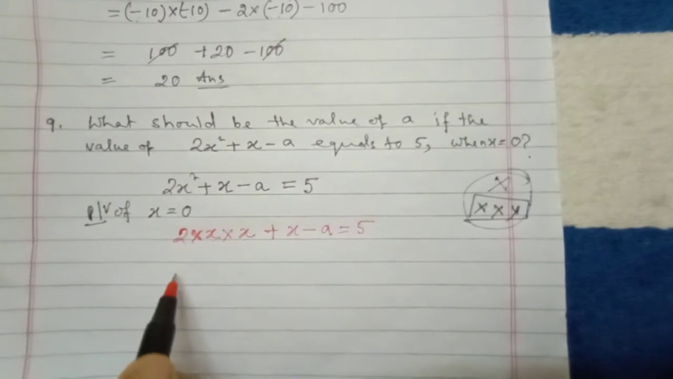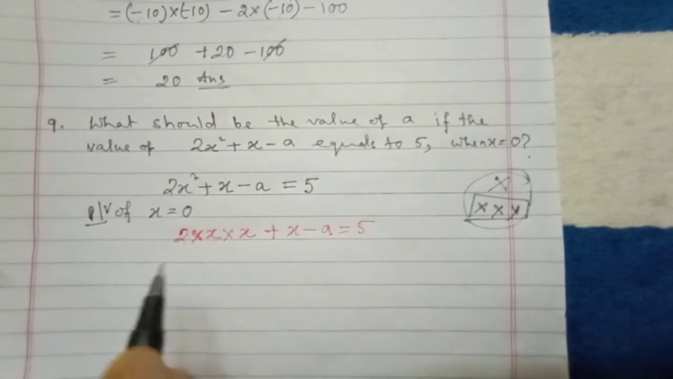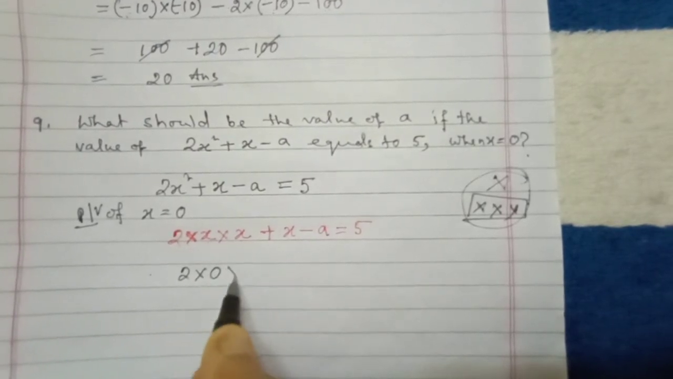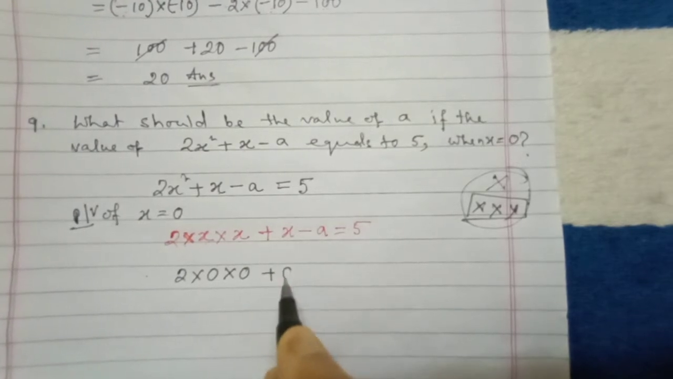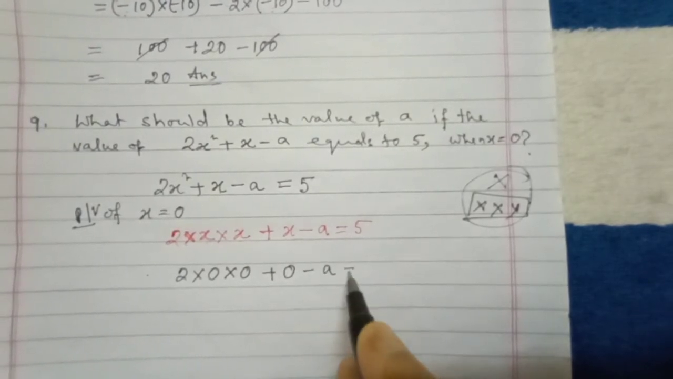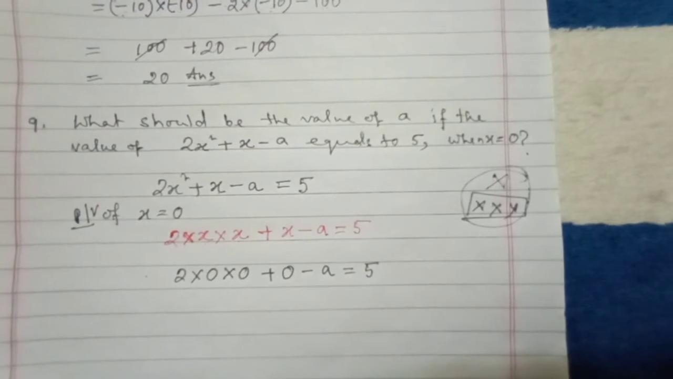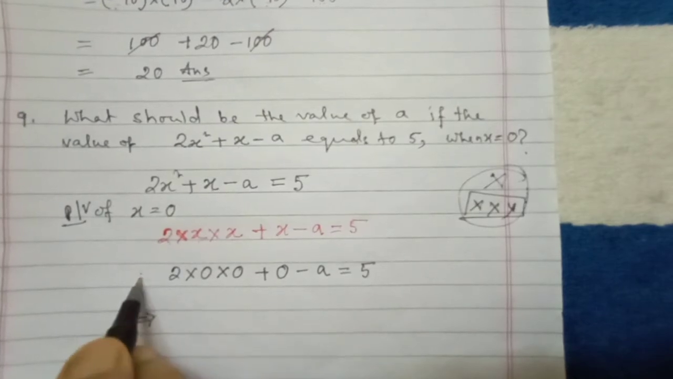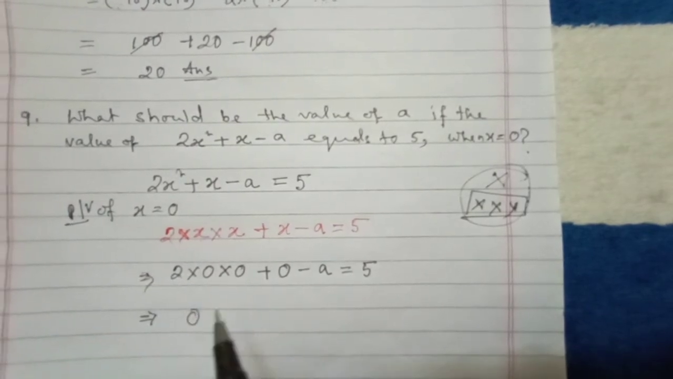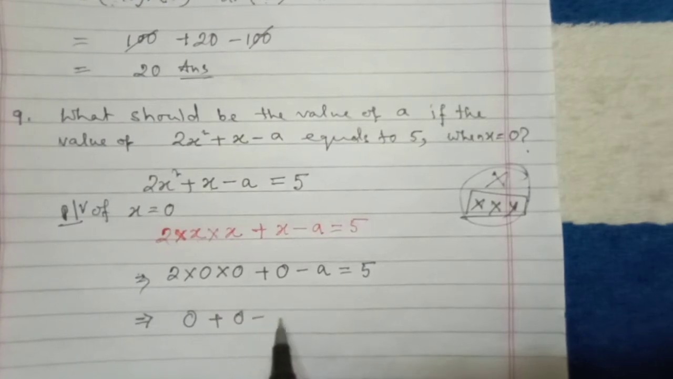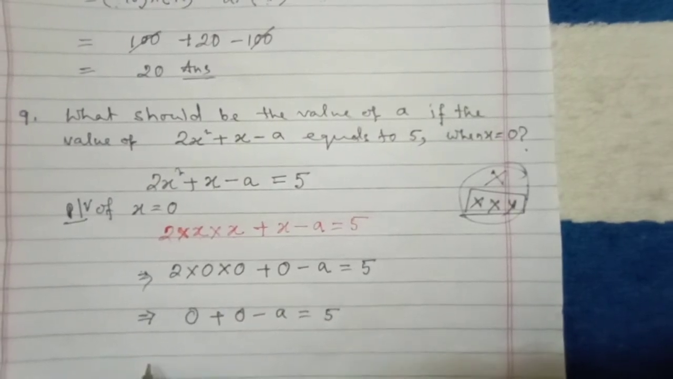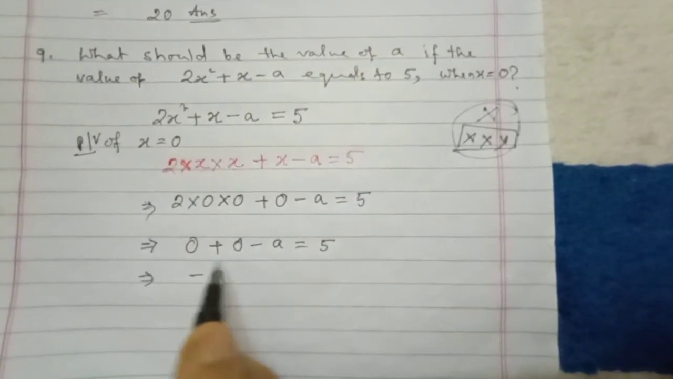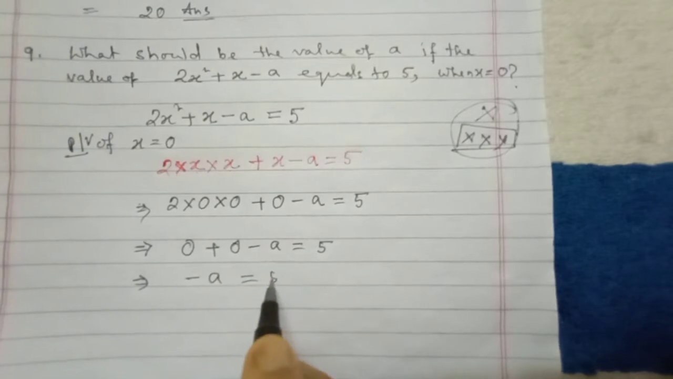Now the value of x is 0. So putting value of x, 2 into 0 plus 0 minus a is equal to 5. Understood? Now when you are multiplying 0 with any number, you will get 0 only. 0 plus 0 minus a is equal to 5. Then 0 plus 0, no need to write again, minus a is equal to 5.